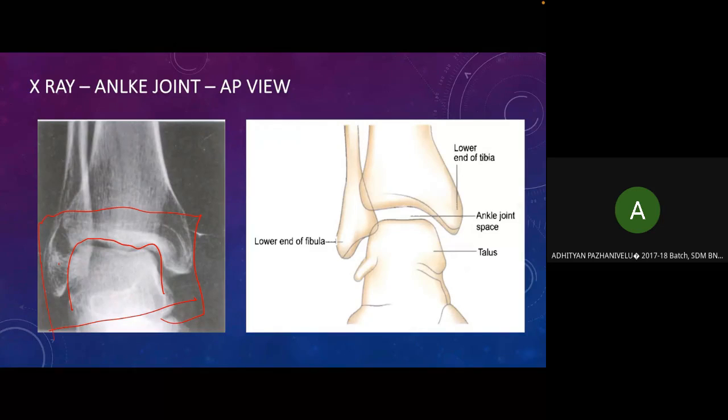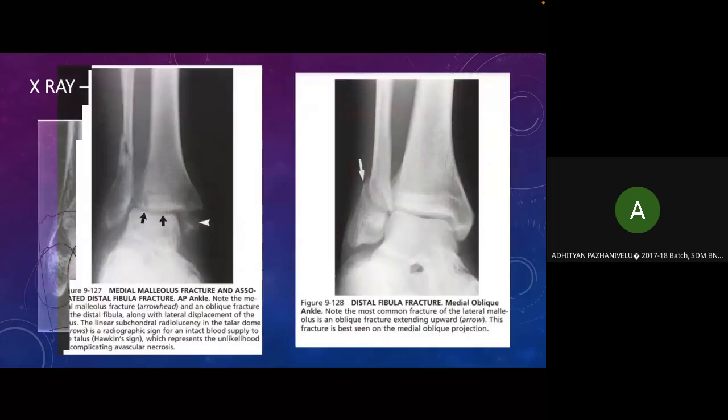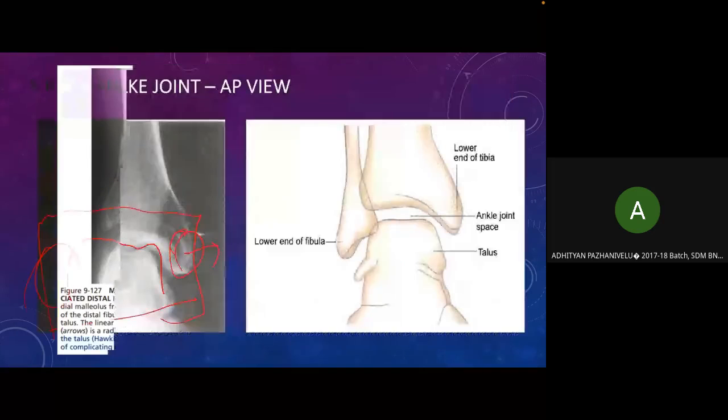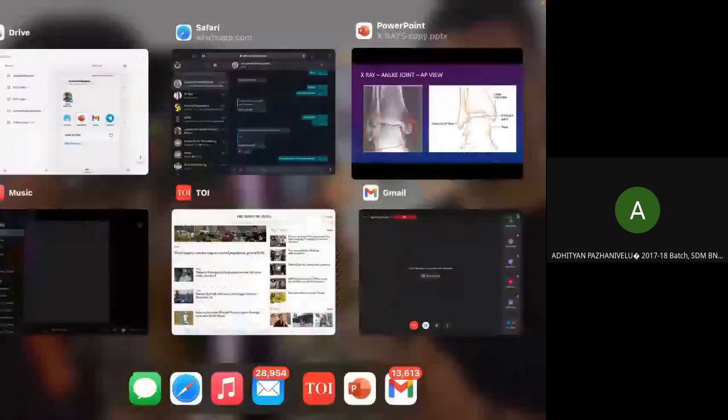And what is this part called in an ankle? Malleoli. Malleolus, sir. Malleolus. Correct. It's called a malleolus. Okay. Medial malleolus. This is a little high, I know, but it's good to know things.